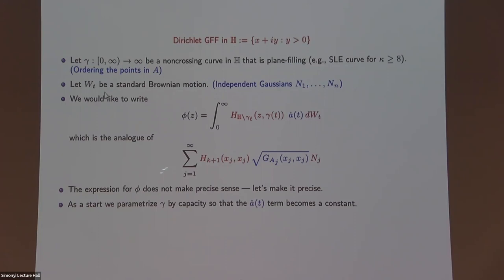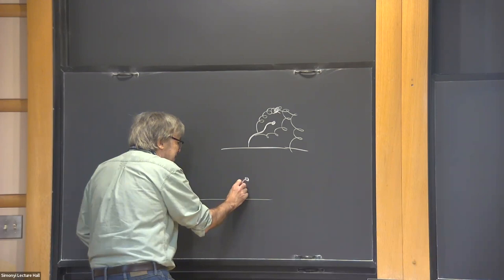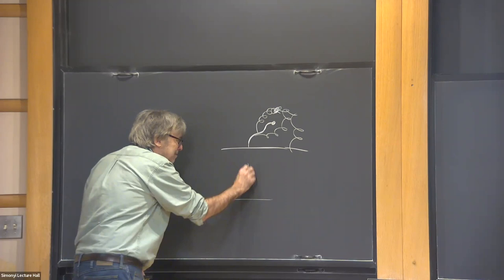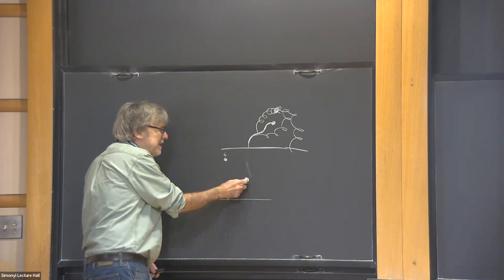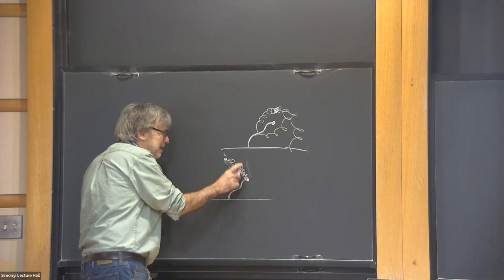And we want to write the analog of this as just the integral from zero to infinity. The N_j's become dW_t. This is some rate at which you have to add randomness. And this is some appropriate Poisson kernel. This doesn't quite make sense as written, because this thing is going to blow up. Maybe I should draw almost the same picture here. For the continuous case, I'm just going to draw my curve like that. So there's the beginning of my curve. And now at this point here, I'm infinitesimally adding the value of the field there by looking at where the curve hits there and adding there.